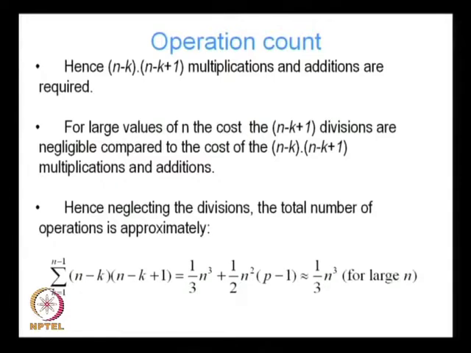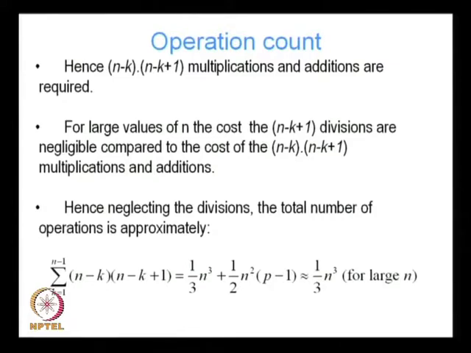For large values of n, the cost of the n minus k plus 1 divisions is negligible compared to the cost of the n minus k times n minus k plus 1 multiplications and additions. Why is that? Because this involves square terms, n square terms. Hence, neglecting the divisions, the total number of operations is n minus k times n minus k plus 1, but remember this has to be performed for each step in the reduction, and there are n minus 1 steps.